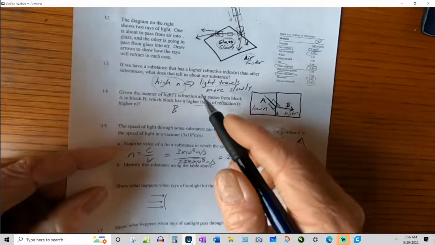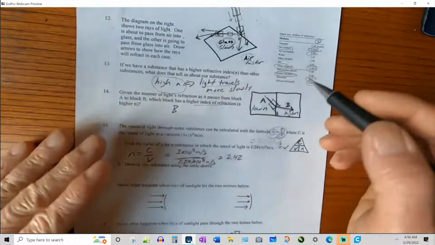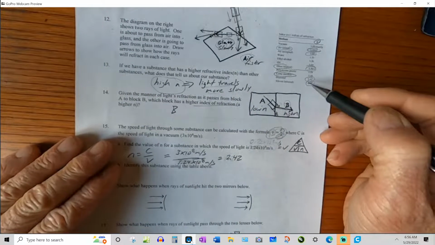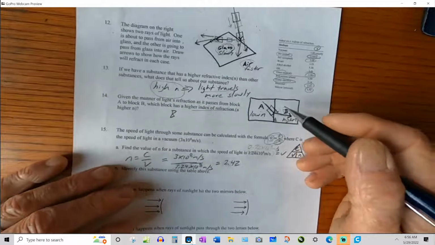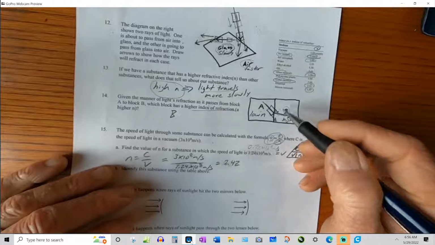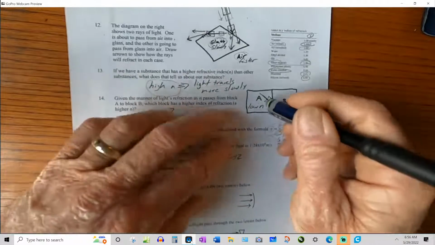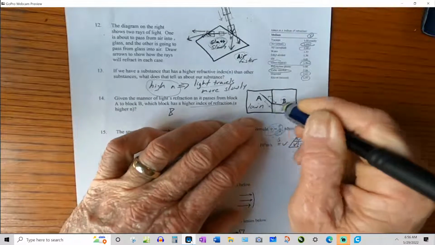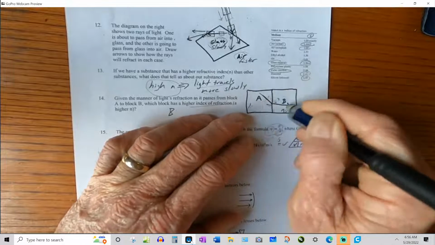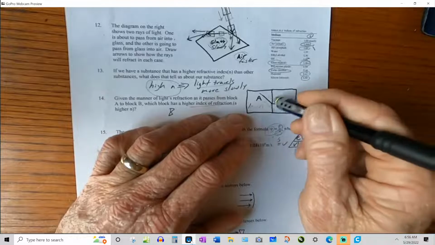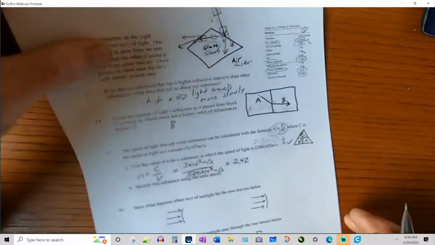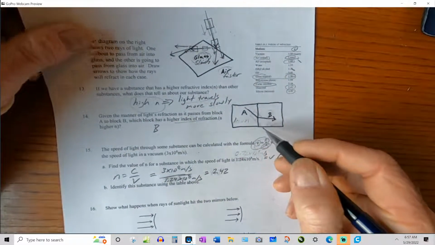Again, I've already been over number 13. Higher numbers here mean light travels more slowly. Lower numbers mean light travels faster in that material. This one, you have to figure out which one has a high index of refraction, which one has a low index of refraction. So we just need to figure out in which one of these light goes more slowly.